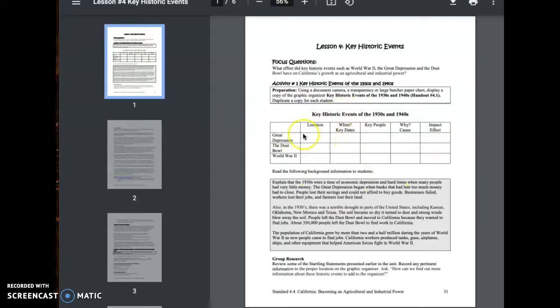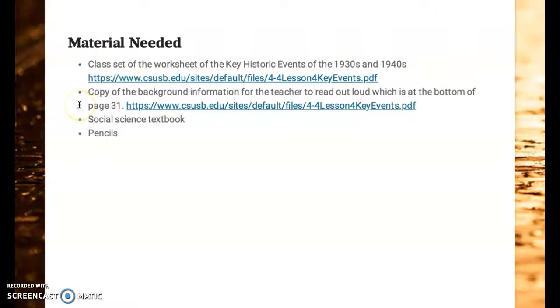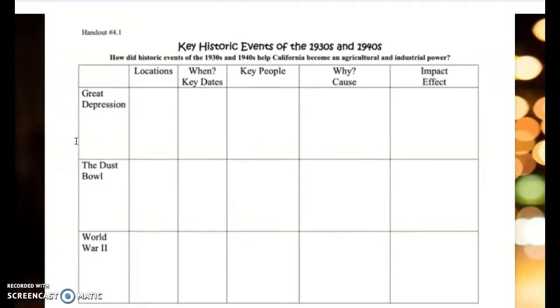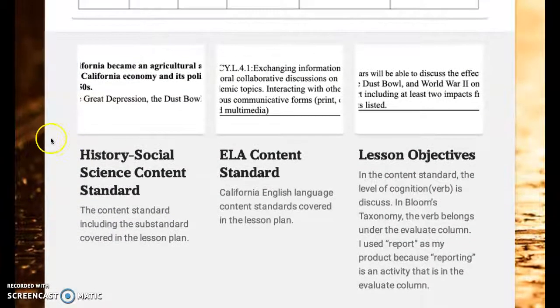This is where I got the worksheet from, and then this is the background information that is also listed in the list of materials that the teacher would need to read out to the class. Next is that background information that we also talked about, the social science textbook and pencils. This is also the standards.